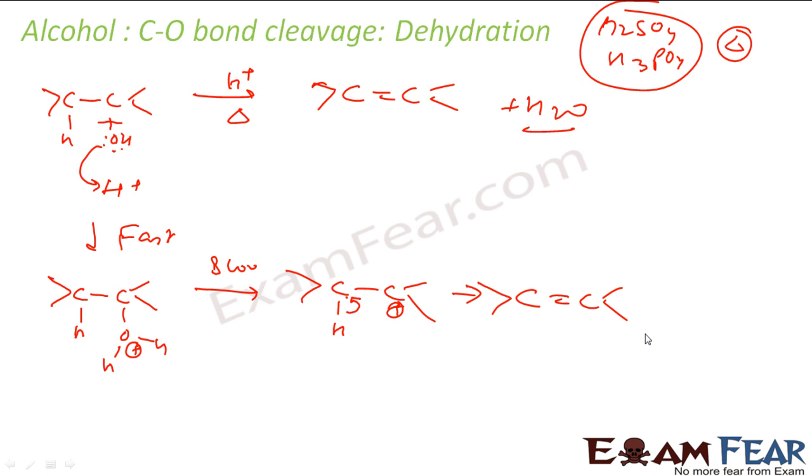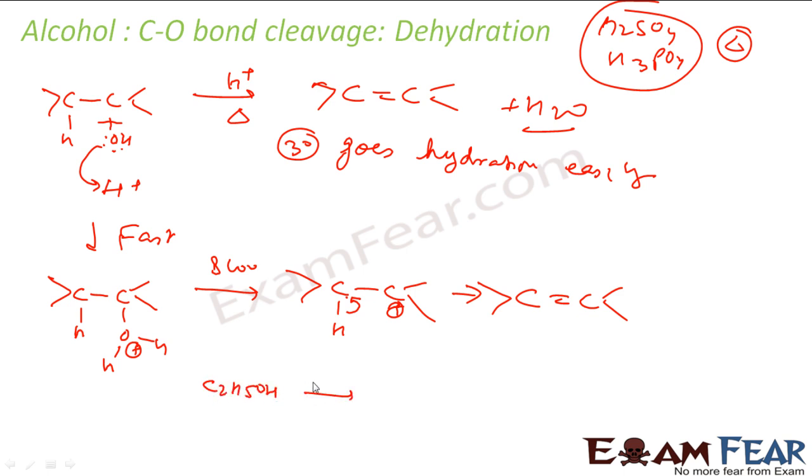And also observe that tertiary alcohol, that is 3 degree alcohol, undergoes dehydration easily. Why? Because here a carbocation is formed, right? So 3 degree will form carbocation easily. So for example, if you see, I have C2H5OH, you need H2SO4, and you need a high temperature of 445 Kelvin to make it to alkene.